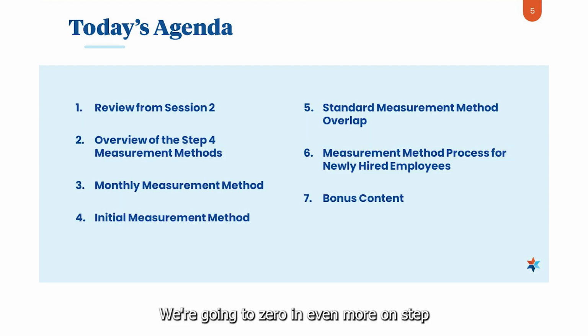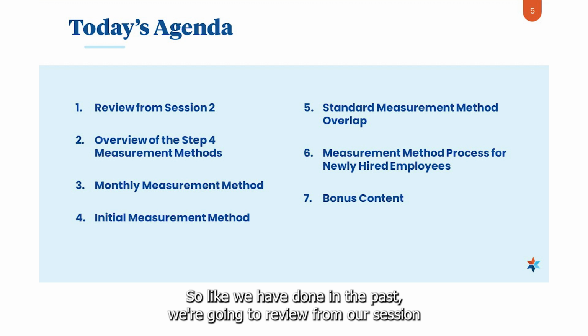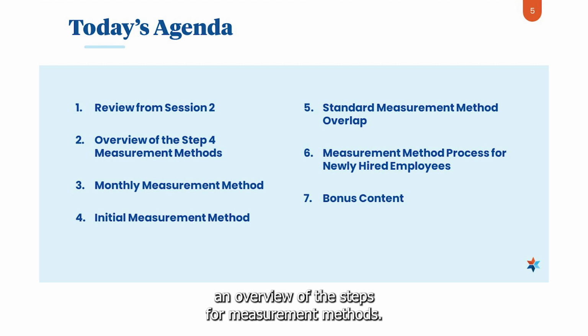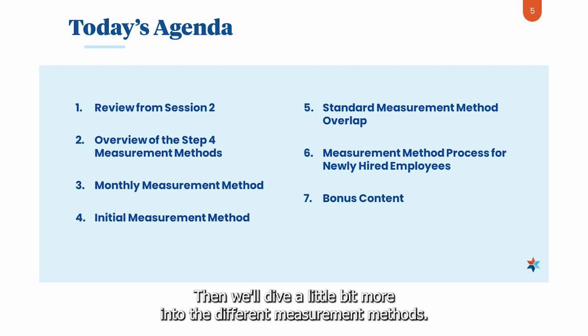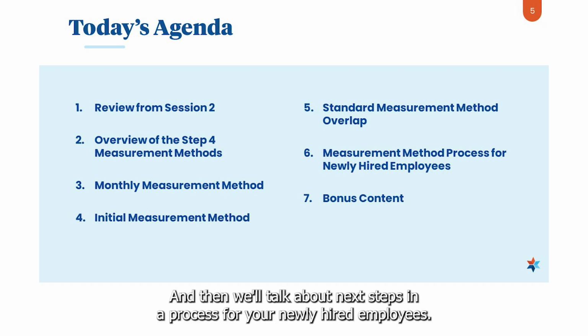This week, we're going to zero in even more on step 4 of the 4 steps that we created on the employer mandate. So like we have done in the past, we're going to review just a little bit from last session. And then we're going to give you an overview of the step 4 measurement methods. That's our 4th step in the 4-step process. Then we'll dive a little bit more into the different measurement methods, the monthly, the initial, and the standard. And then we'll talk about next steps in a process for your newly hired employees.